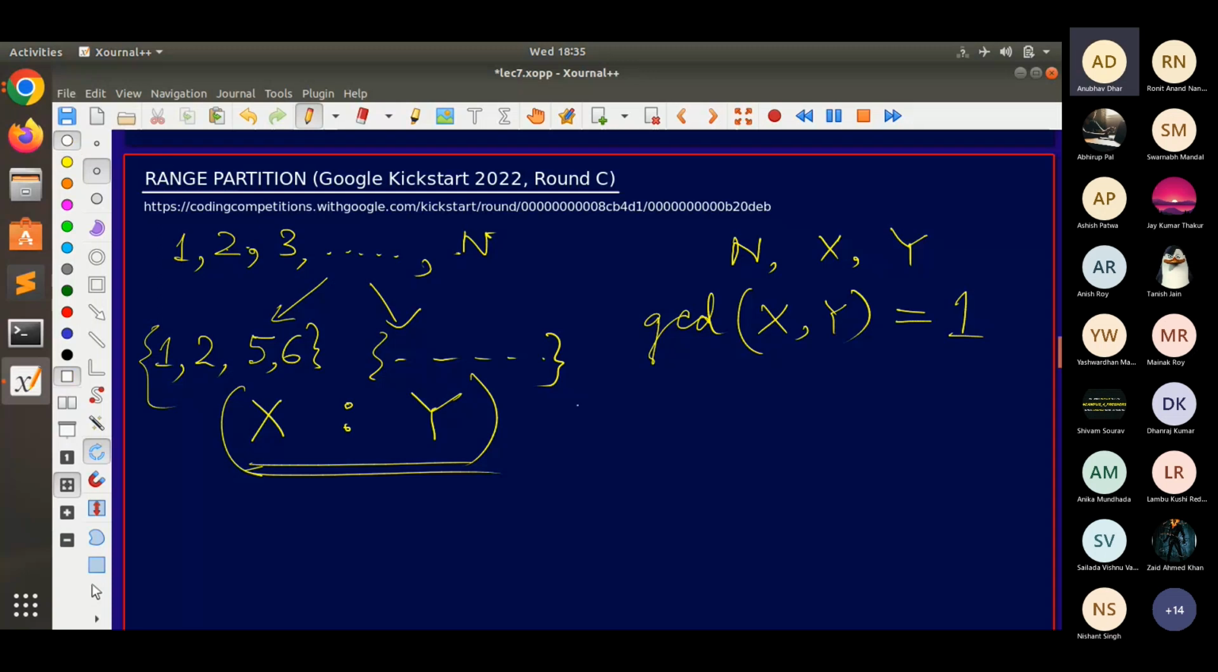So the question is, can you partition this into two parts? If yes, then you need to show a partition that does this. Okay, so is the question clear?